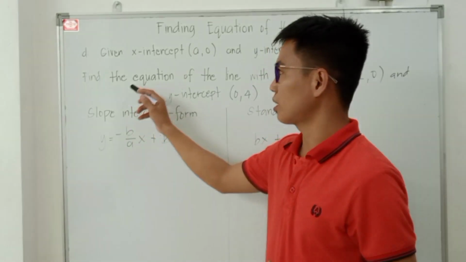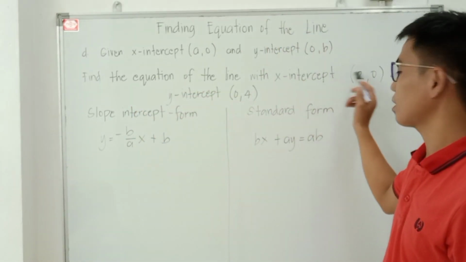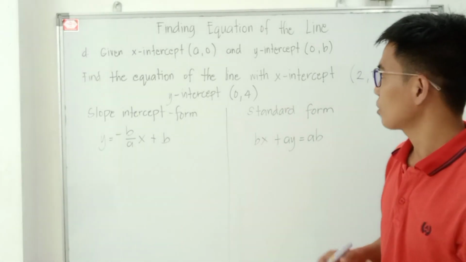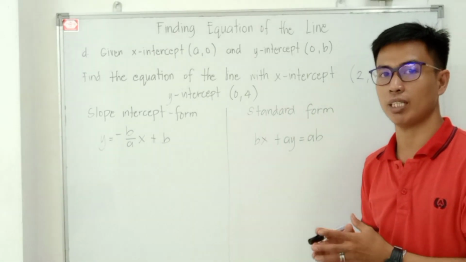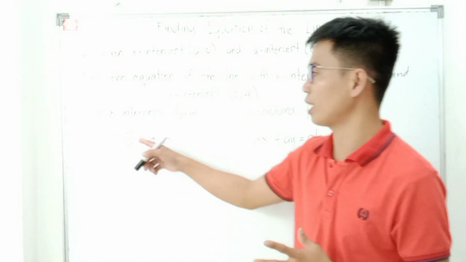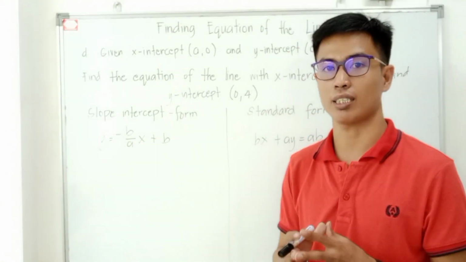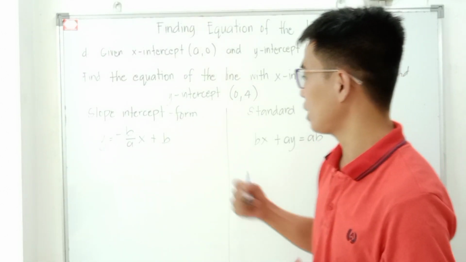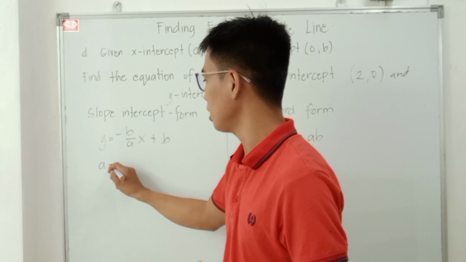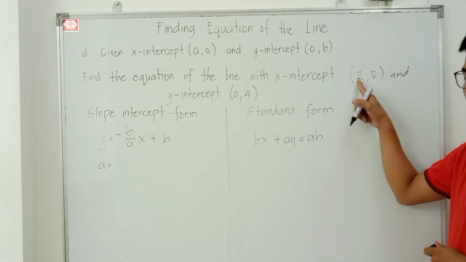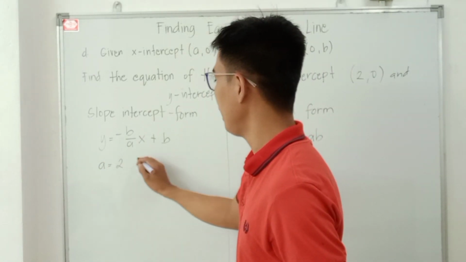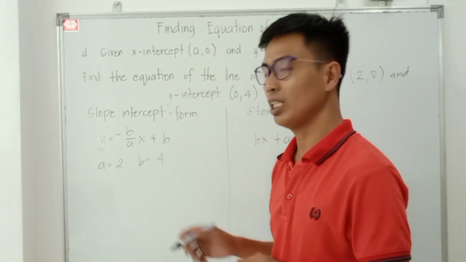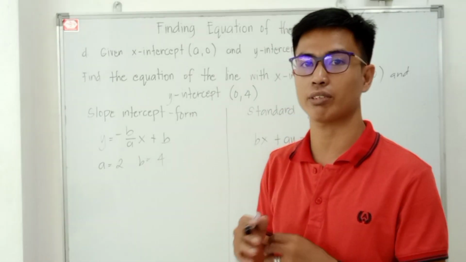So the given here is find the equation of the line with x-intercept (2, 0) and y-intercept (0, 4). So para makuha natin yung equation of the line, kailangan muna natin mahanap yung value ng a and b. Yung A natin is the x-intercept and yung B is the y-intercept. So in the given problem, A is equal to the x-intercept, which is 2, and B is equal to the y-intercept, which is 4.